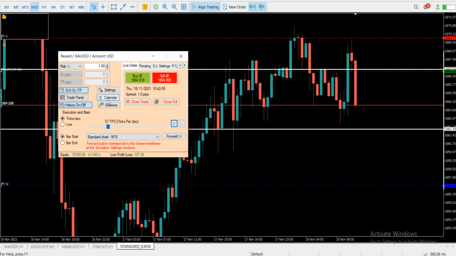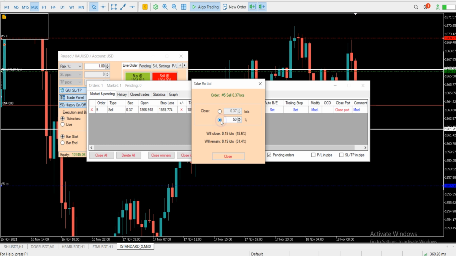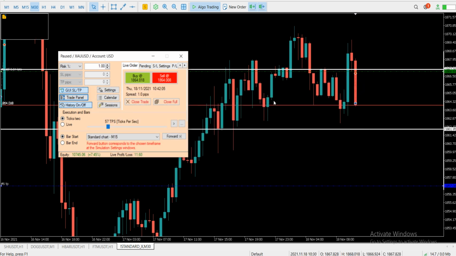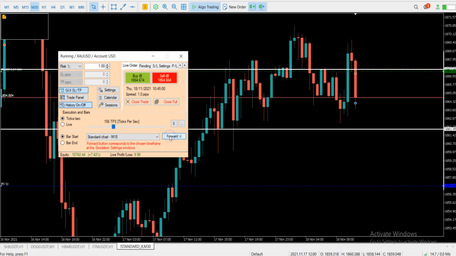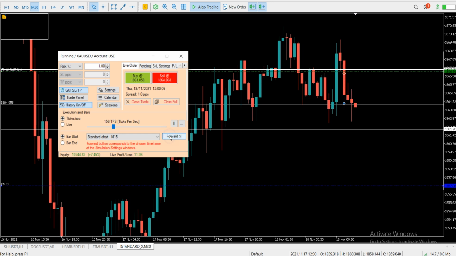I would want to do one thing. I will close 90% here, set stop loss to break even, and let the rest run. If it hits the take profit, perfect. If not, then there is nothing that I can do. Okay, we are pushing down.